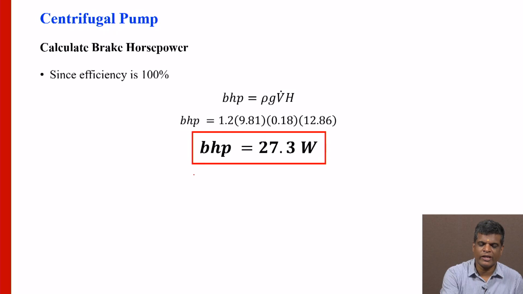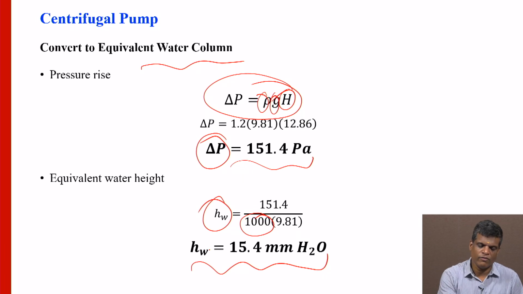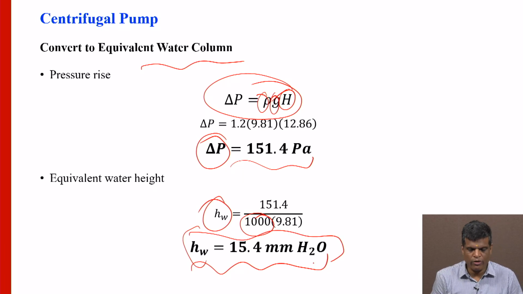Then for brake horsepower we get the same value, rho g V dot. This V dot is the volumetric flow rate. Density is there, g is there, just substitute, then get the value of brake horsepower. But they asked what is the brake horsepower BHP, and what is the equivalent water height, that is the problem.